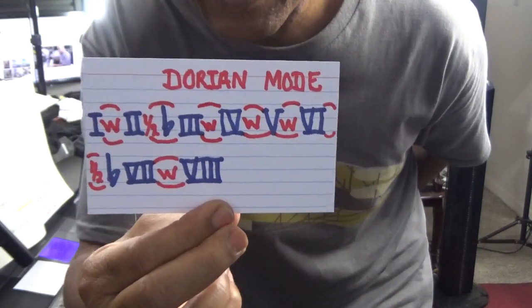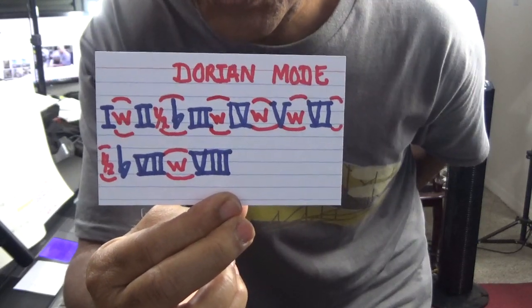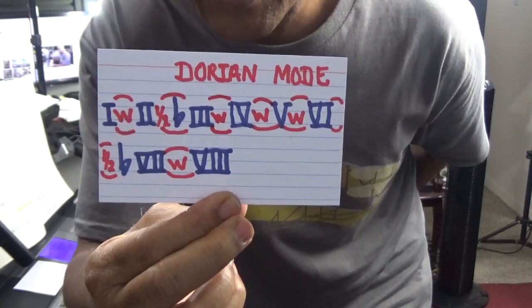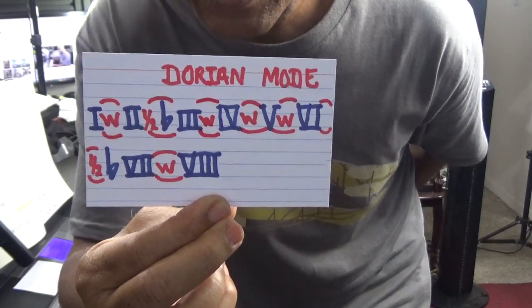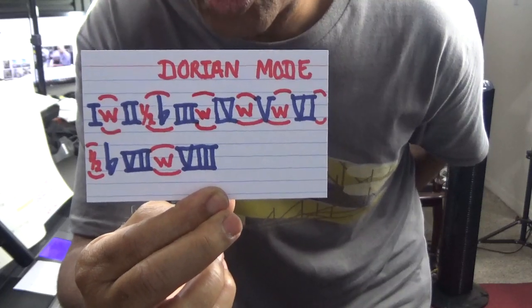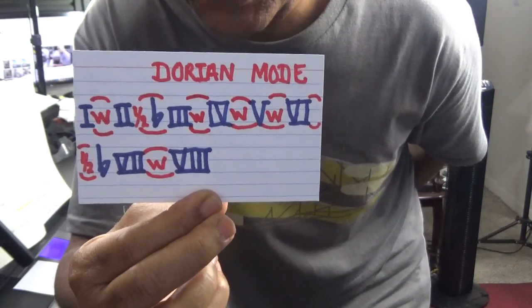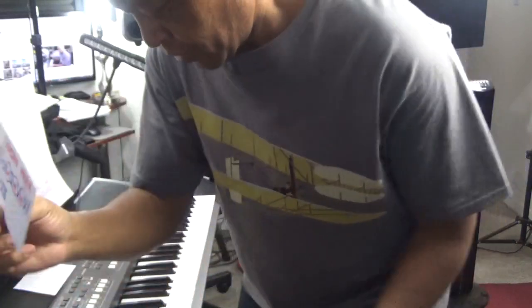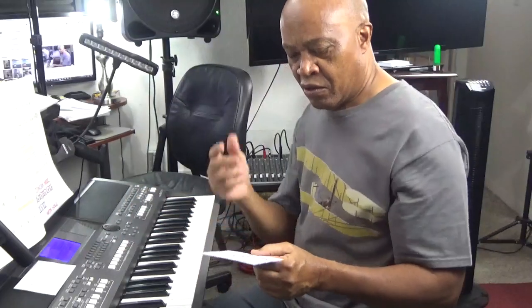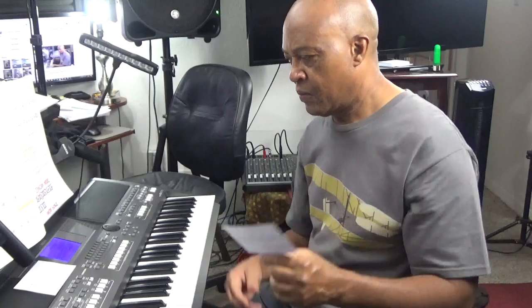Take a good look at it, and if you can follow this formula. Once again, the W's mean whole step, as opposed to half step. So once again you've got whole, half, whole, half, whole. That's the Dorian mode.